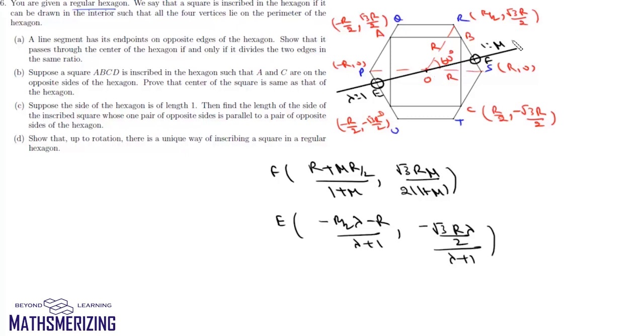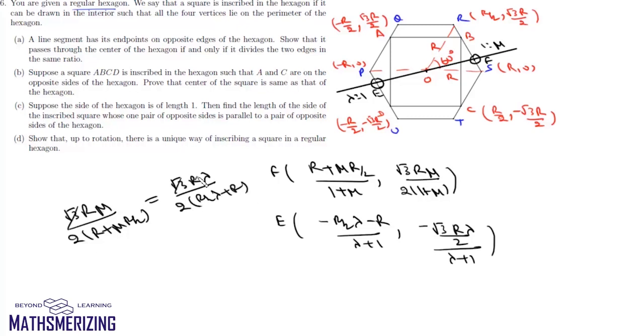Now what we'll do is, we'll prove that if this line EF passes through the origin, then basically lambda must be equal to mu. So if the origin lies on EF, then the slope of OF must be the same as the slope of OE. So we'll write the slope of OF. So what is the slope of OF? The slope of OF will be root 3 R mu upon 2 R plus mu R by 2, and it will be equal to the slope of OE, which in this case will be root 3 R lambda upon 2 R by 2 lambda plus R.